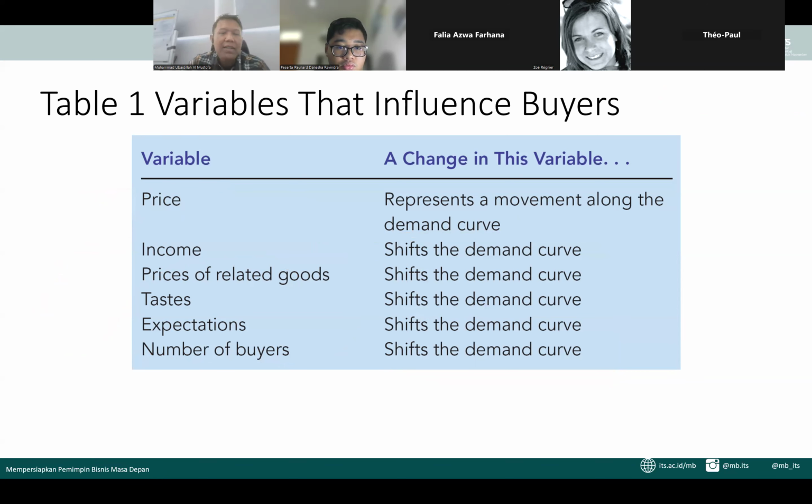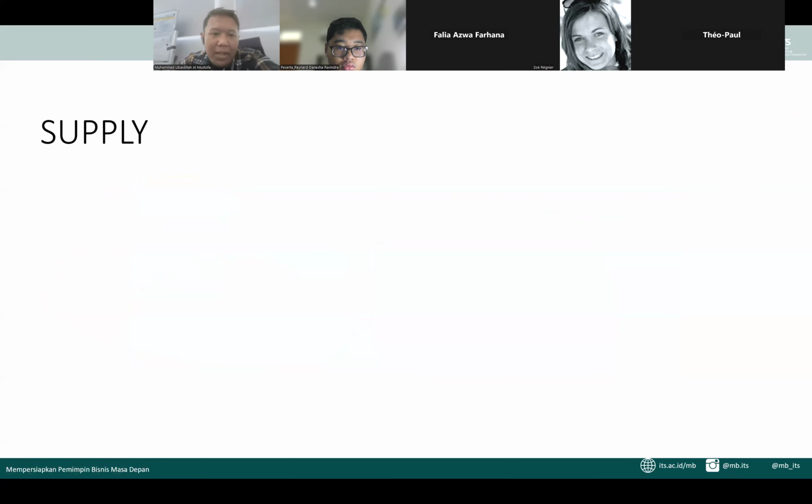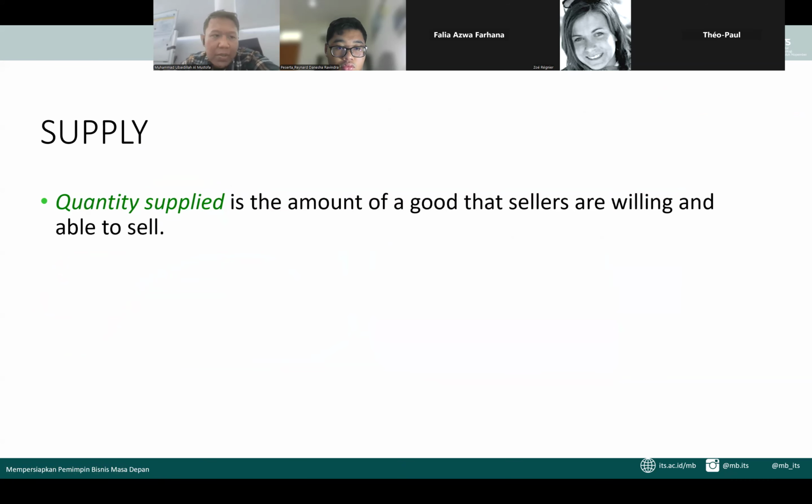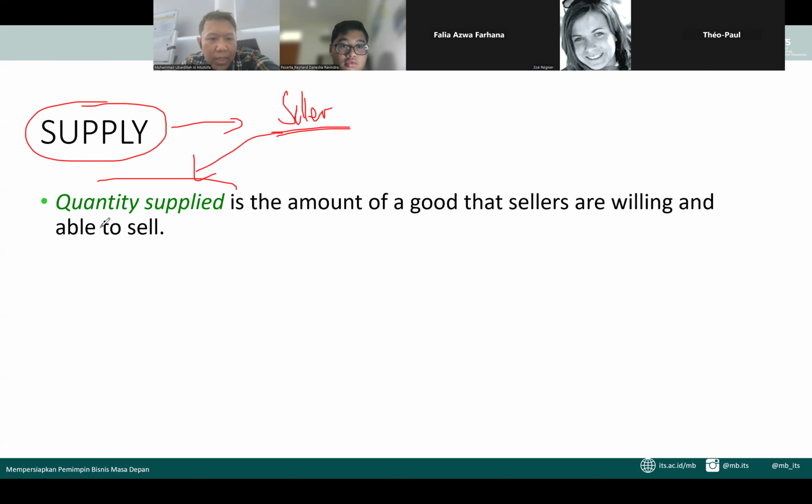Okay, all right, now let me discuss supply. When we speak about supply, we are talking from the perspective of the seller. And when we talk about the seller, they are concerned about the quantity supplied. The quantity supplied is the amount of a good that the sellers are, again, two keywords here, willing and able to sell.